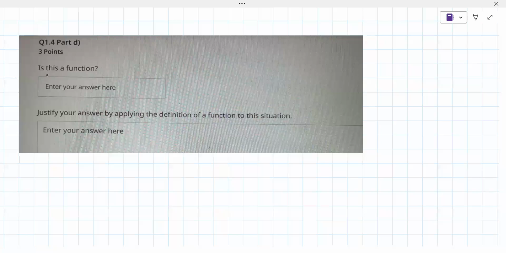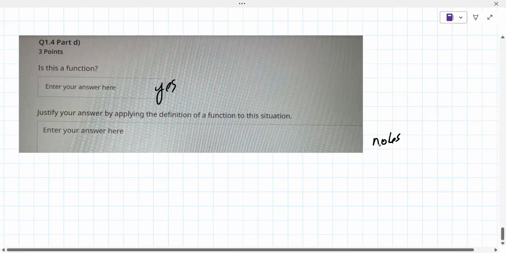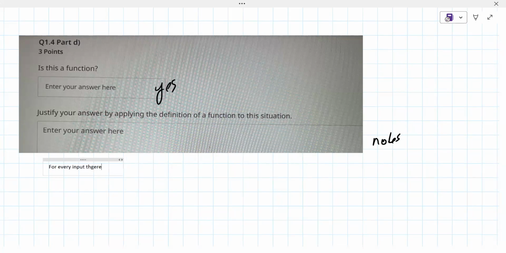So yes, and then I guess you might want to go to your notes for this, but the general definition is that for every input, there is a unique output. That's the standard definition, but you might want to check your notes and see if there's more to it than that.